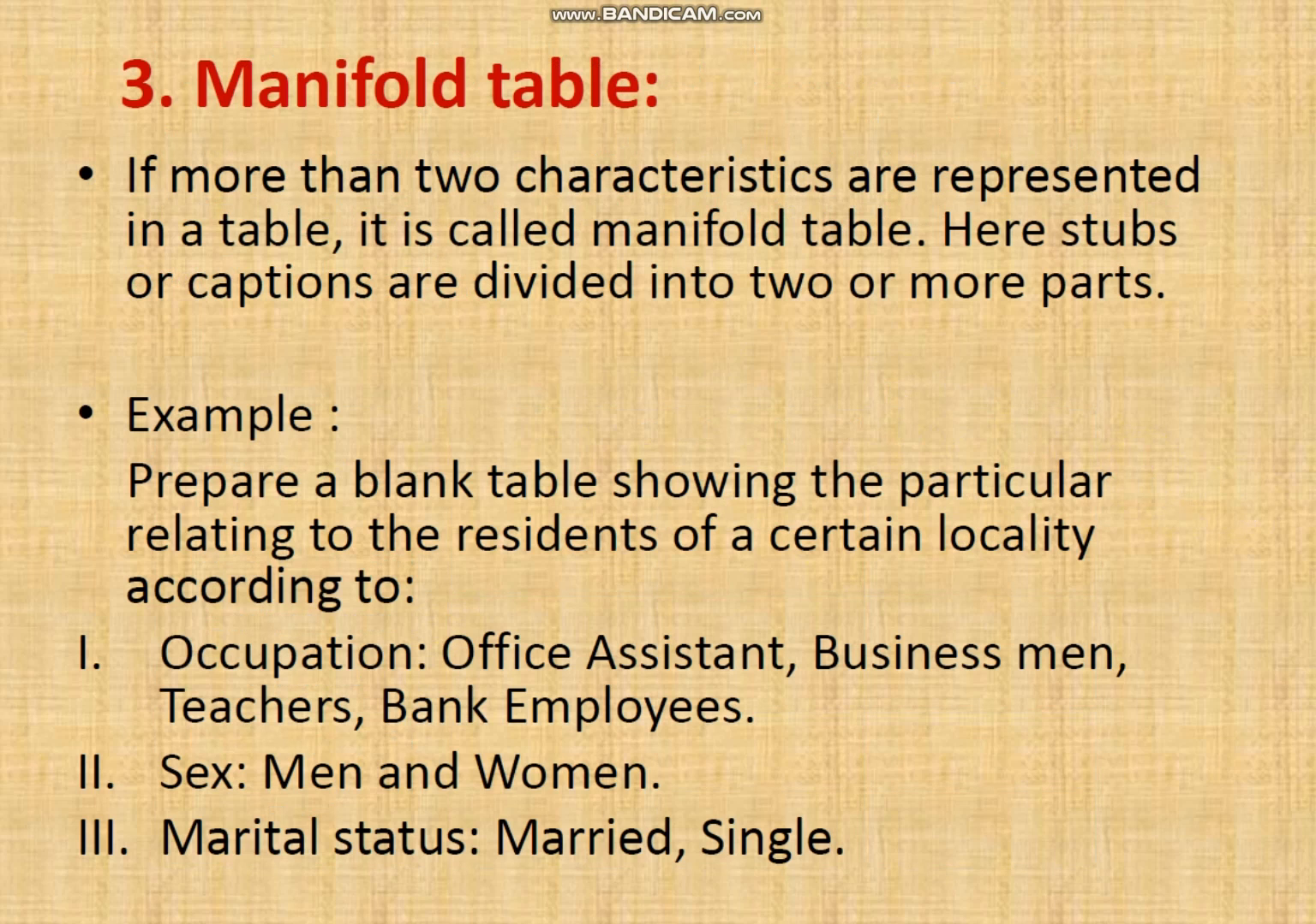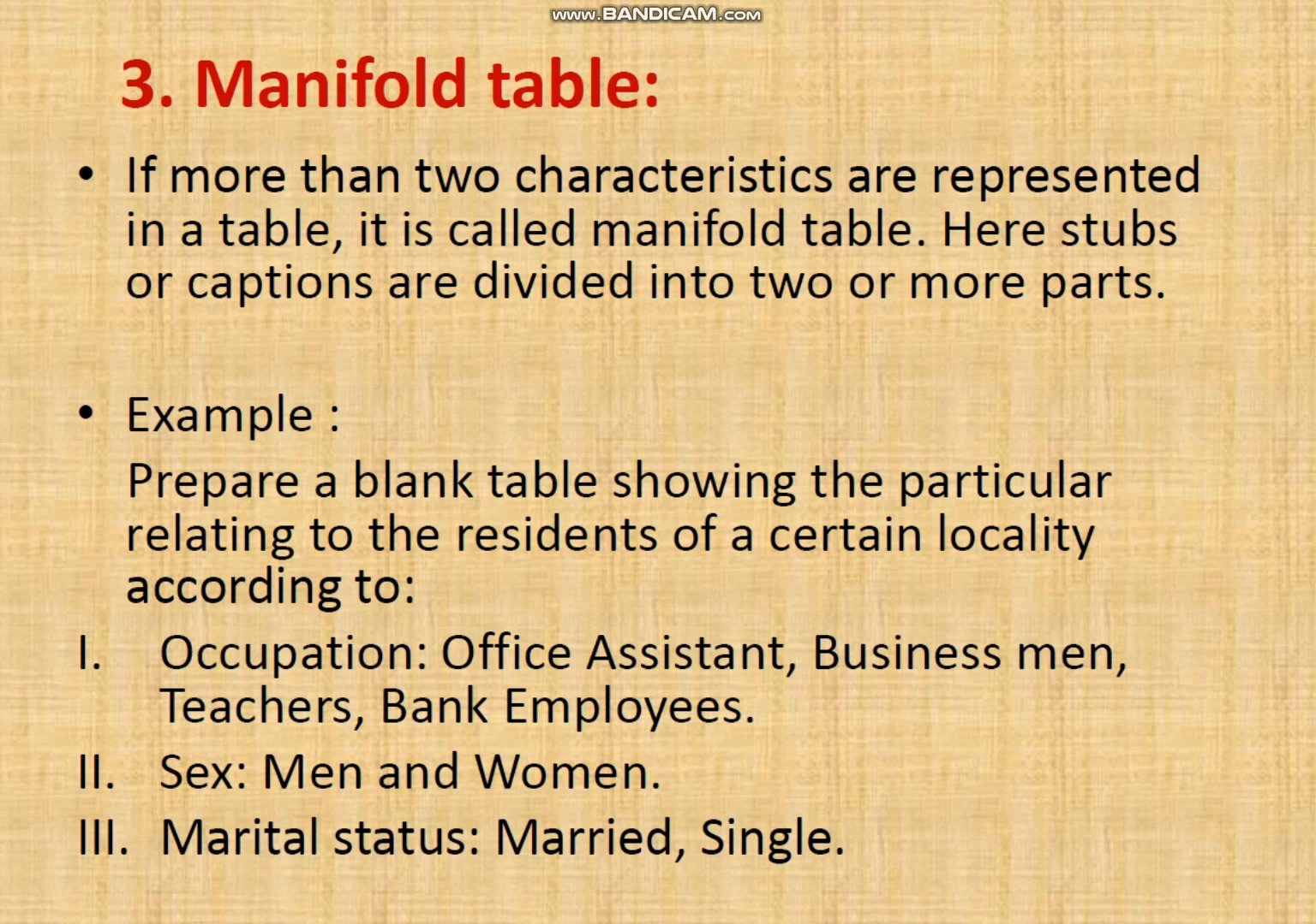The next one will be the manifold table. That is, if more than two characteristics are represented in a table, then it is called a manifold table. Here stubs or captions are divided into two or more parts. In the one-way table we just had one variable or one characteristic, occupation. In the two-way table we divided that occupation on a gender basis, men and women. In a manifold table you can further differentiate with another characteristic. Here they have taken marital status.